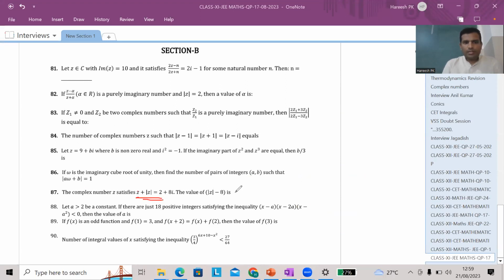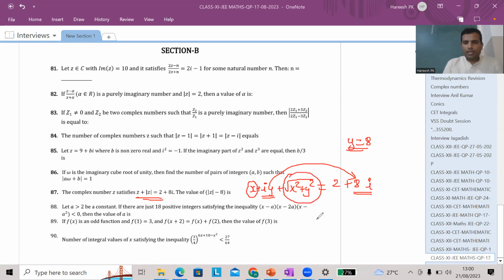Just write z as x plus iota y. Mod z will be root of x square plus y square. You should equate it to 2 plus 8i. Imaginary parts on both sides should be equal. So comparing, I can directly say y is how much? 8. Now, once you know y is 8, the real terms on LHS is x plus root of x square plus y square, which is 8 square, 64. This should be 2. So take this to the other side.